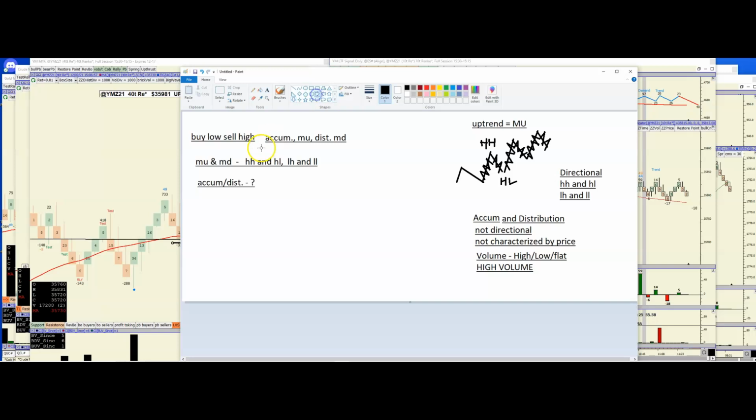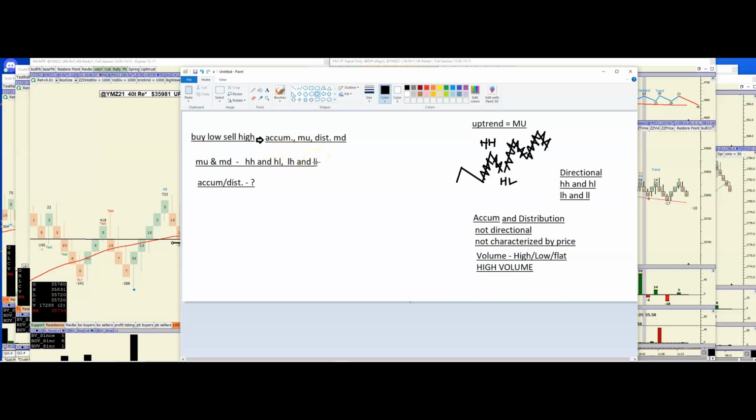than, by extension, accumulation, markup, distribution, and markdown. Markup and markdown within this model is described as higher high and higher low, and lower high and lower low when it's marking down. This is nothing more than trend. Markup and markdown is trend, uptrend and downtrend, which is characterized by higher high and higher low, and downtrend by lower high and lower low.